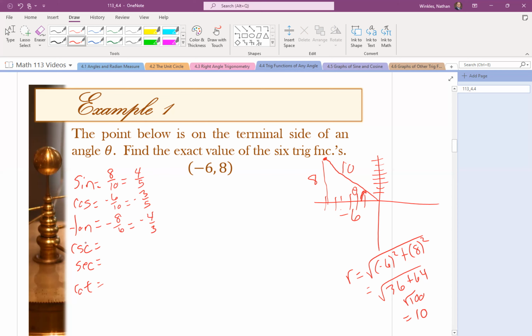Cosecant is just 1 over sine, so that's just going to be 5 over 4. Secant is 1 over cosine, so that's just going to be minus 5 over 3. And cotangent is just 1 over tangent, so it's going to be minus 3 over 4. So once we find basically these three, we flip to find these three.